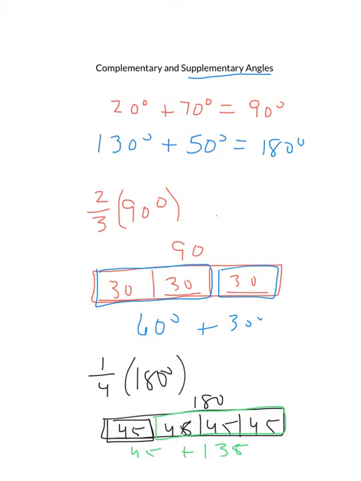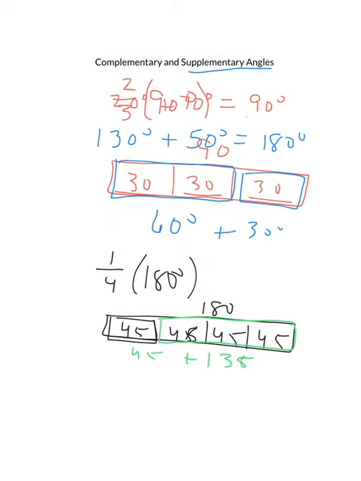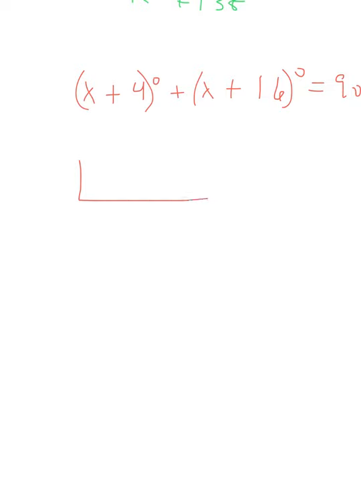Now, think about this in another way. Think about if we're talking about something algebraically. So if somebody said to you, we knew that x plus 4 degrees plus x plus 16 degrees. What if we said they were both complements? So we know that the two of them together equal 90. Again, let's think about our model. The whole thing is 90. Do we know what x is? We don't know what x is.